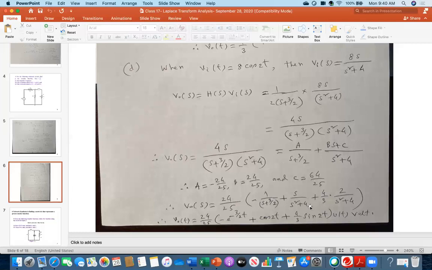And then you take the inverse Laplace. So therefore, this is 24 over 25. Its Laplace inverse is e to the power minus 3 by 2 t plus, for this one, cosine of 2t. And for this one, this is 4 over 3, 2 over s square plus 4, this one is sine 2t, and then u(t). That's all.